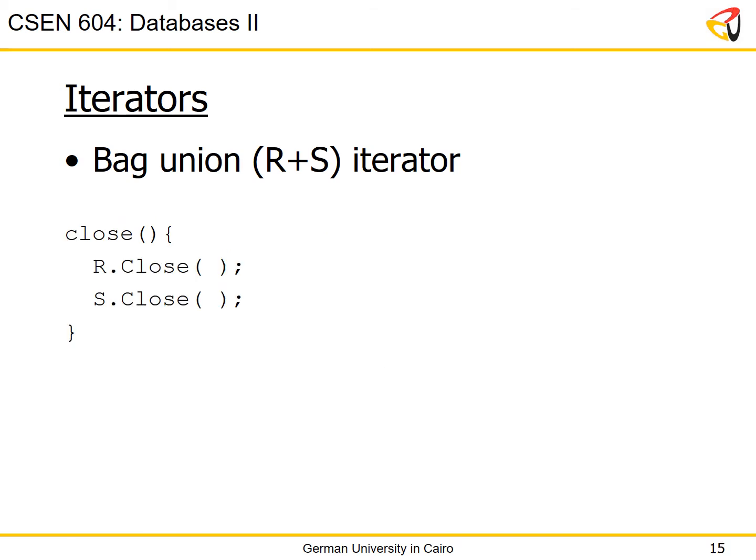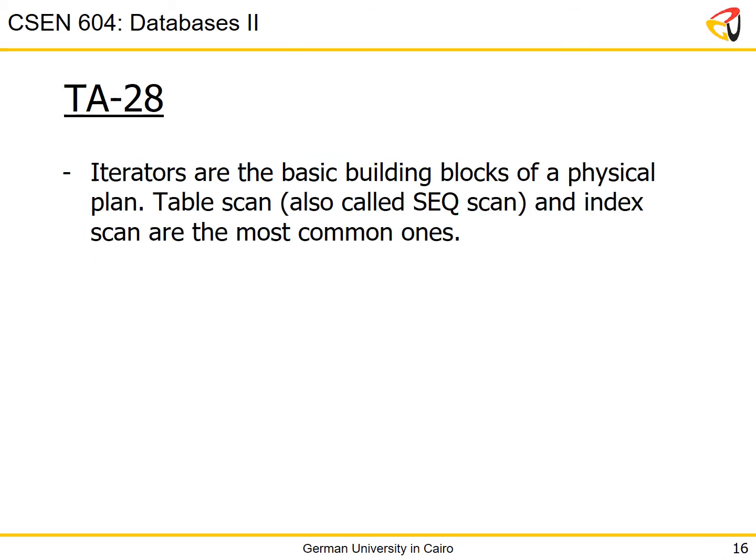Now, in the close, obviously, I will close the two iterators I have opened: the sec-scan for R and the sec-scan for S. Okay. So the takeaway is that iterators are the basic building block of a physical plan. Table scan or sec scan and index scan are the most common ones. Here you've seen sec scan, or table scan, which is doing an O of n processing of the whole table from the first row to the last one.